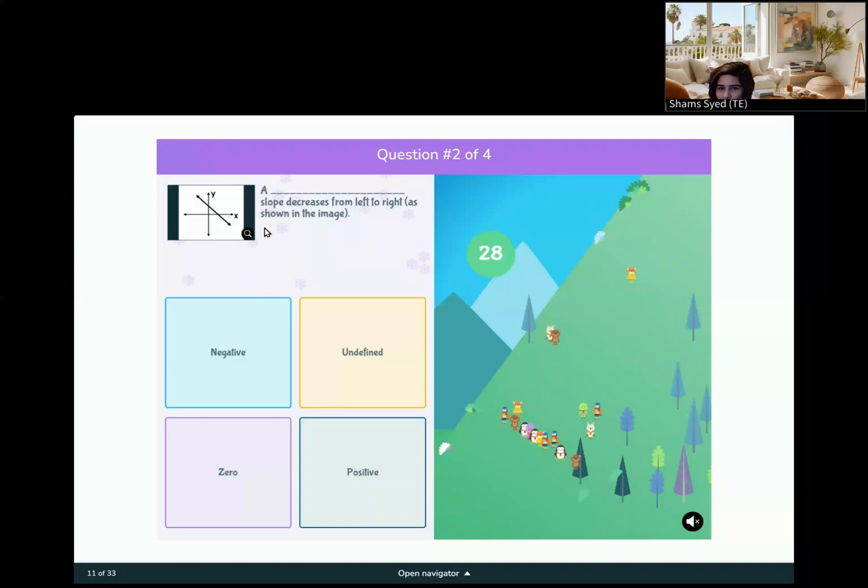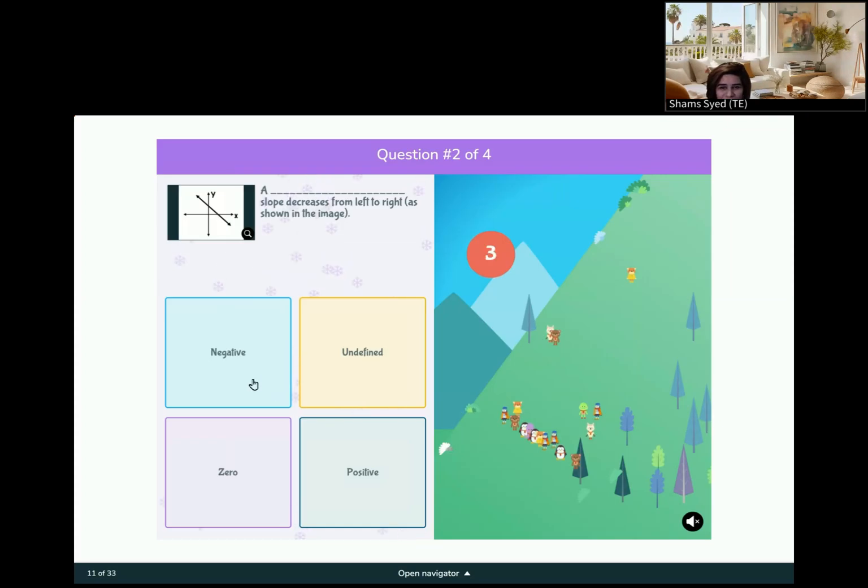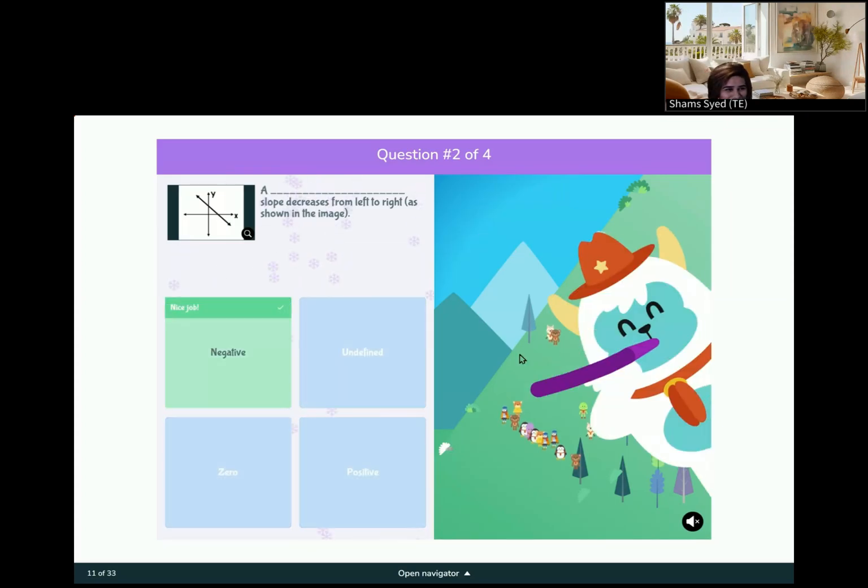Let's see number 2. A slope decreases from left to right. So here's the stick person. Very good, Regine. Now, 99% of the class got it right. The stick person is here and it's decreasing. Is it positive, negative? It did autosave, Bryson. It is a negative slope, going down.